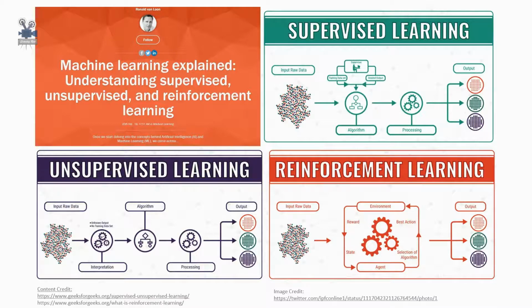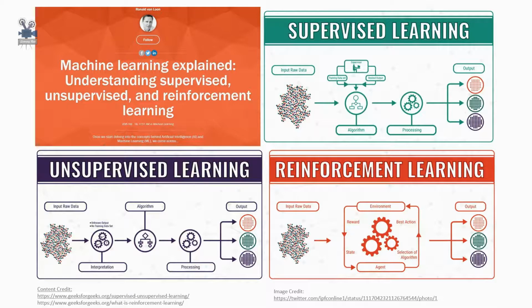Moving on to unsupervised learning. Unsupervised learning is the training of a machine using information that is neither classified nor labeled, and allowing the algorithm to act on that information without guidance. Here the task of the machine is to group unsorted information according to similarities, patterns, and differences without any prior training of data. Unlike supervised learning, no teacher is provided.